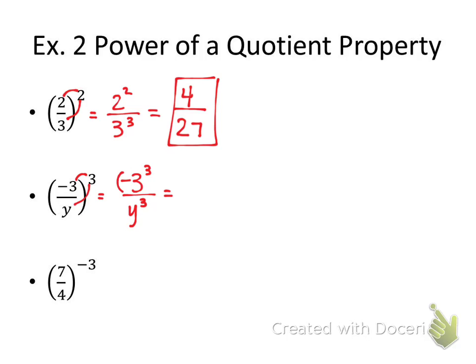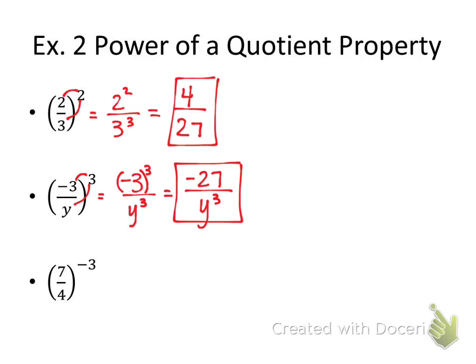Remember, what do I need in my calculator around my base when it's negative? Parentheses, don't forget that. So negative 3 to the third power is negative 27. And y to the third power just remains y to the third power because it can't be simplified any farther.